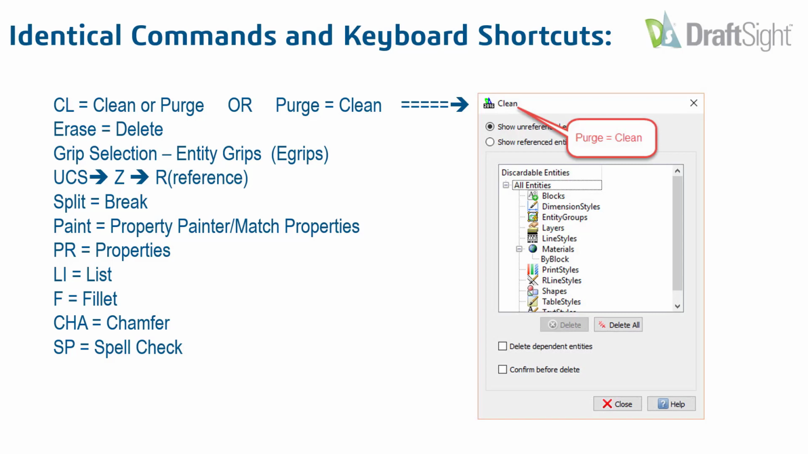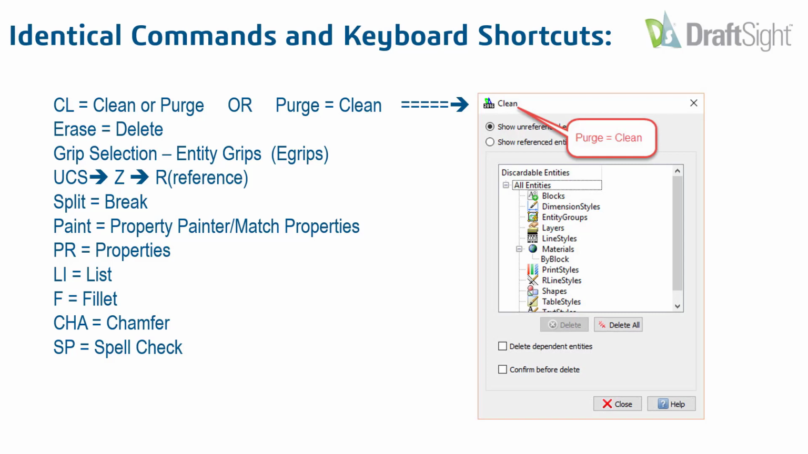With more identical commands and keyboard shortcuts, if we type in CL, this is where we get into the aliases. If we type in CL inside DraftSight, which means clean or purge. So inside DraftSight, purge means clean. And I can type inside DraftSight purge or clean and I'll get the same functionality. So we'll see if I type in purge or clean, you'll see on the right hand side that we get the functionality dialog box here that we can purge entities that we want to get rid of. Same thing I mentioned a little earlier, erase equals delete. So I can either type in erase or hit delete or type in delete. It'll come up as the erase command.